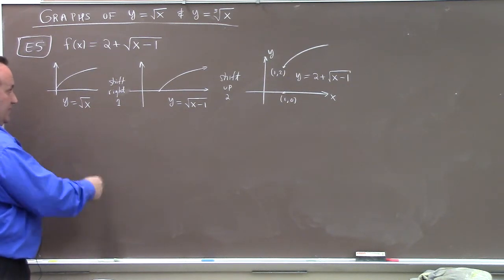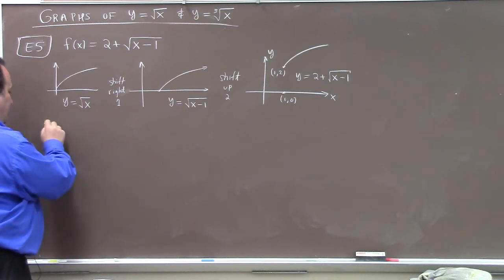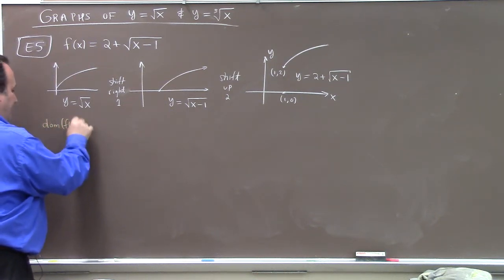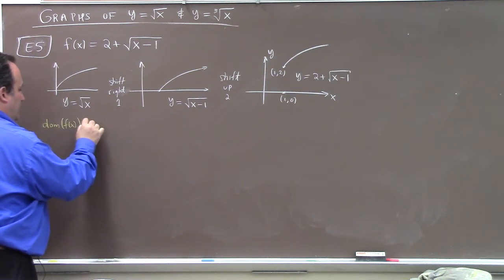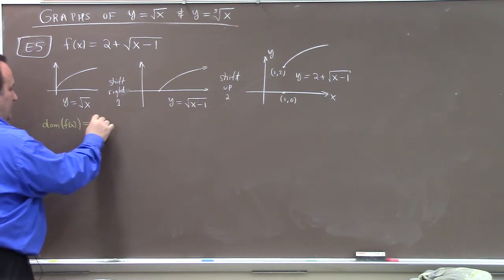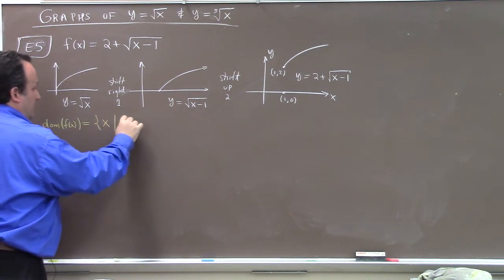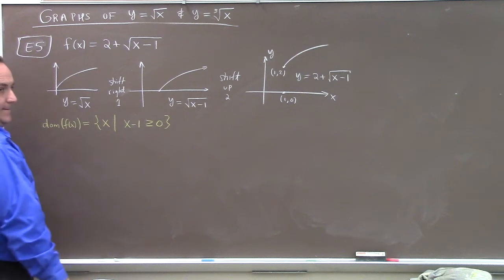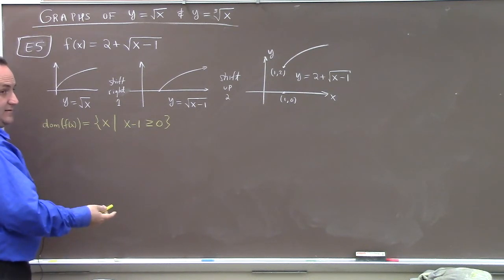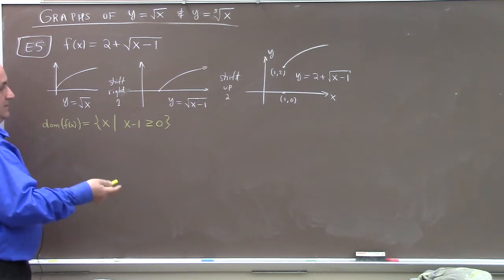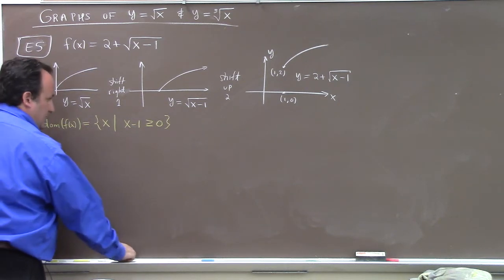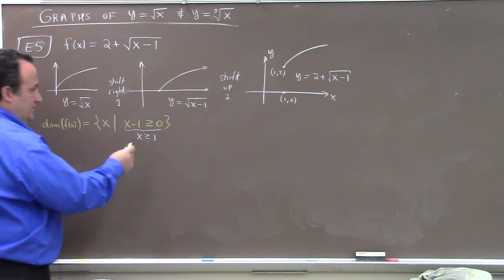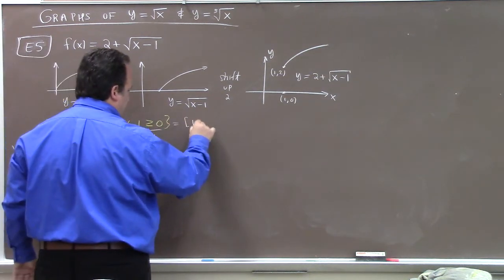The table of values, to be done logically, we need to first address what's the domain of f of x, right? We need x such that x minus 1 is greater than or equal to 0. We need the radicand to be non-negative. So that's just what? x greater than or equal to 1, right? So the domain here is 1 to infinity.